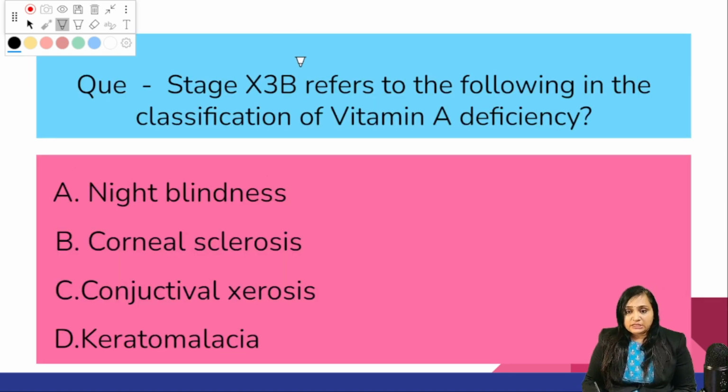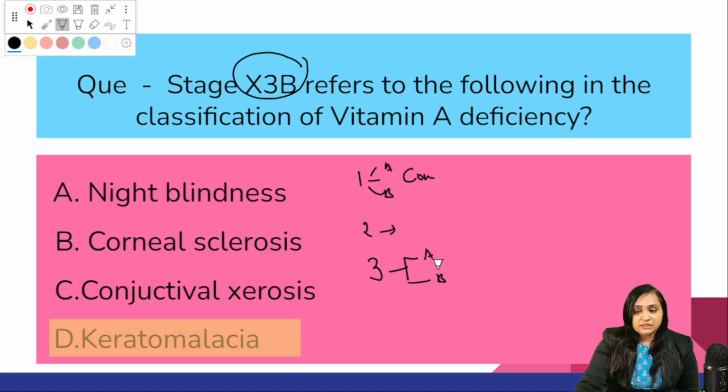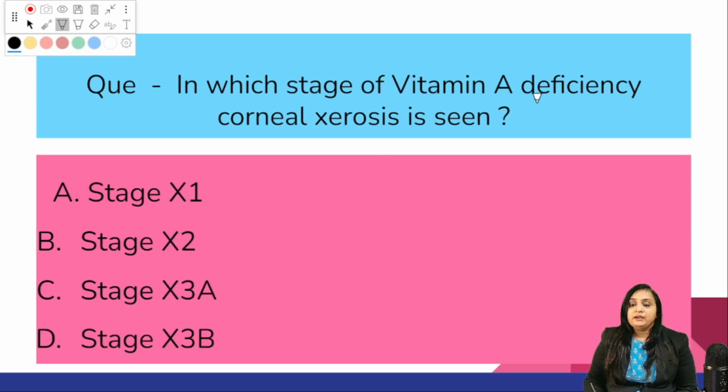The next question is stage 3B. We all know that 1 is for conjunctiva, 1A and B, 2 is for only xerosis, and 3 is for A and B. A is for ulceration and B is for, the correct answer is keratomalacia. In which stage of vitamin A deficiency is corneal xerosis seen? Again, 1 stands for conjunctiva and 2 stands for cornea.